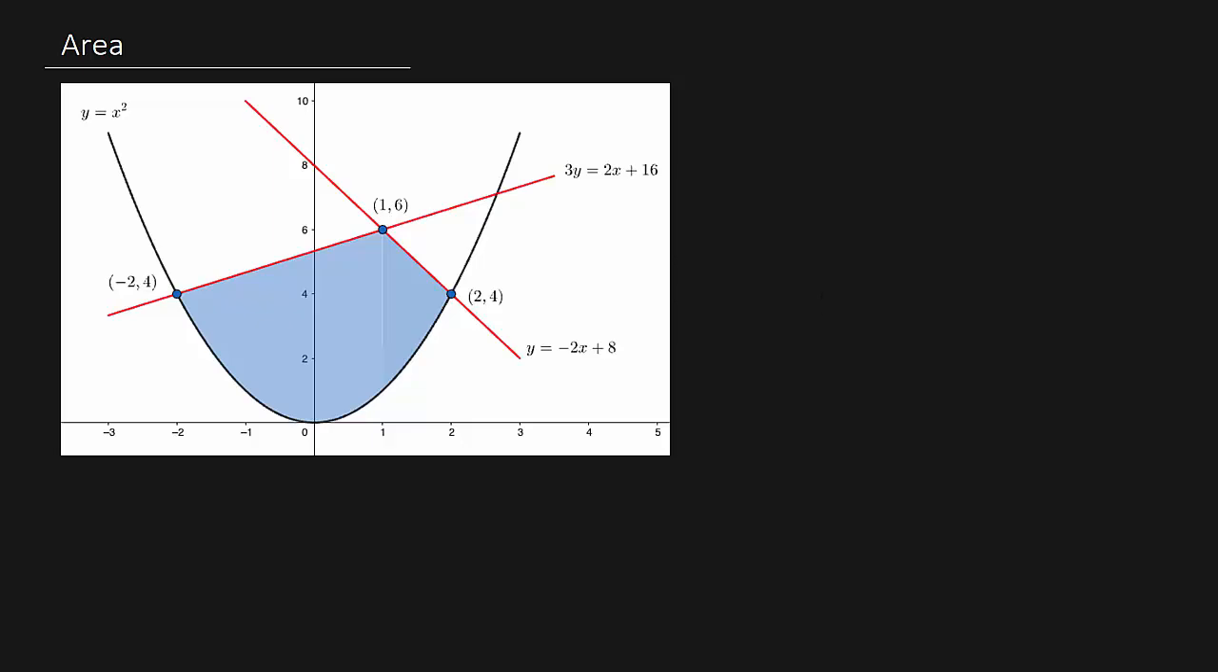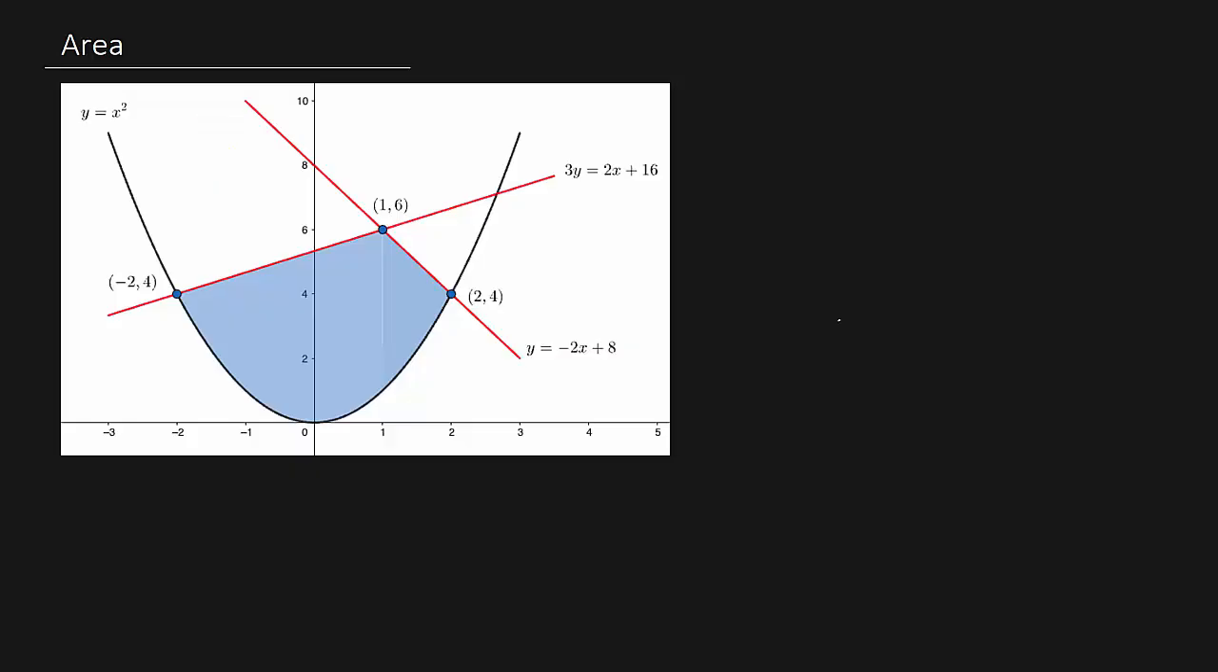Back for another video. We've got a problem here. We want to find the area of this blue shaded region. So let's see what we can do. We have two lines here. We've got this line here, 3y equals 2x plus 16. We've got the line y equals negative 2x plus 8, and then we have a parabola y equals x squared.